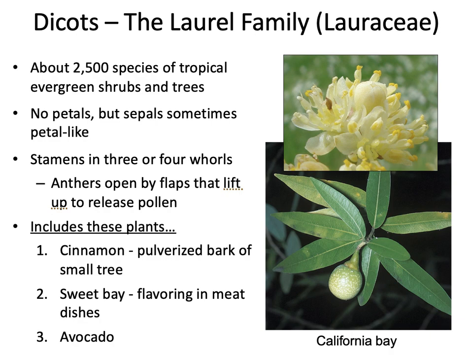The flowers are primitive because they have no petals, but they do have sepals that sometimes appear petal-like. The stamens are in 3 or 4 whorls, and they have anthers that open by flaps that lift up to release the pollen. There are some important species that belong to the laurel family that humans use, including cinnamon. We take the bark of the cinnamon tree, which is a small tree that grows in the understory of tropical forests. Sweet bay, which is a flavoring for meat dishes and soups and other things. And avocado, which is a huge crop in California. They belong to the laurel family.